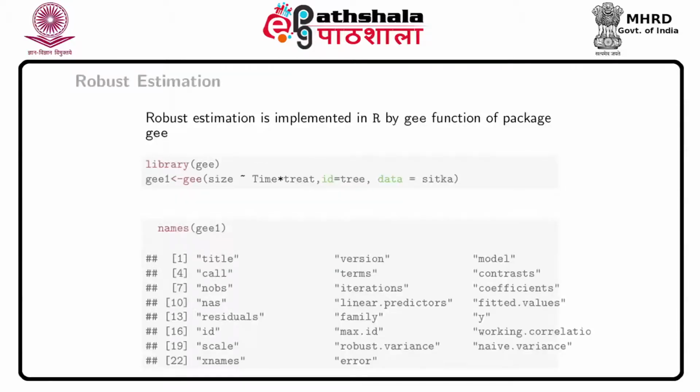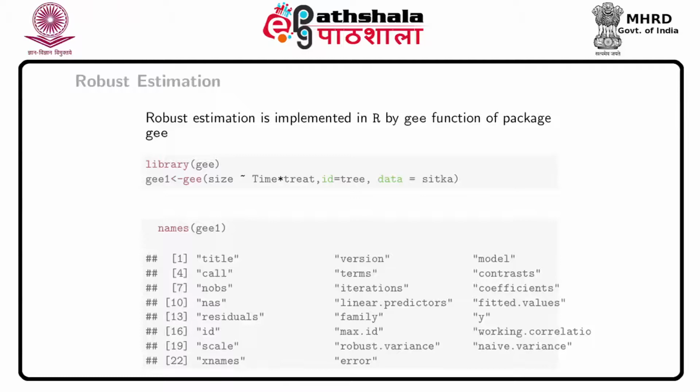Now to implement the robust estimation or the weighted least squares, we need the gee package. For the gee package, we first need to install it using the usual commands, and then library(gee), and then gee1 is gee, size explained by time into treatment. Again the same thing, but this time we are specifying a few things, and the first thing that we are specifying here is id equal to tree. That means we are specifying that there is a grouping by IDs, and the grouping IDs are the column called tree.